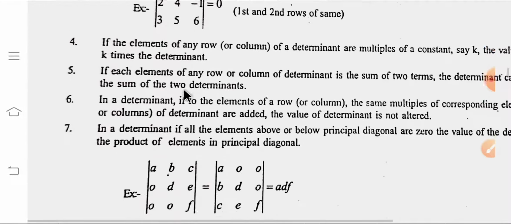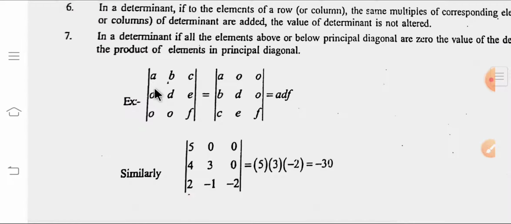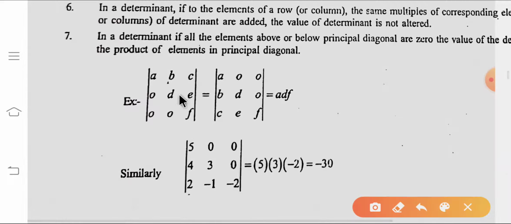So, the first three rows and the last property I will explain. In a determinant, if all the elements above or below the principal diagonal are 0, the value of the determinant is the product of the elements in the principal diagonal. That is, if the given square matrix is upper triangular or lower triangular, meaning all the values above or all the values below the diagonal are zeros, then it is called an upper or lower triangular matrix. Then the value of the determinant is the product of the principal diagonal elements.